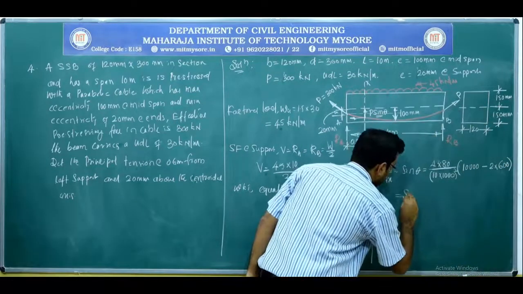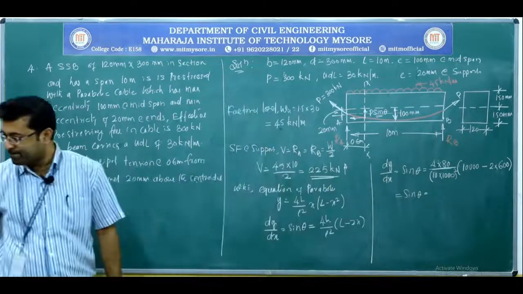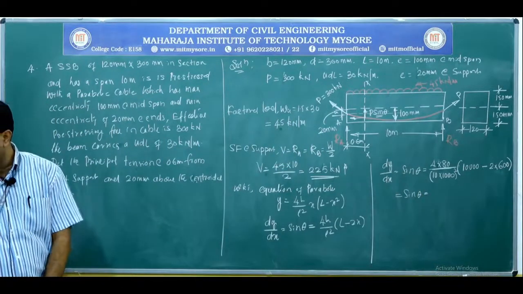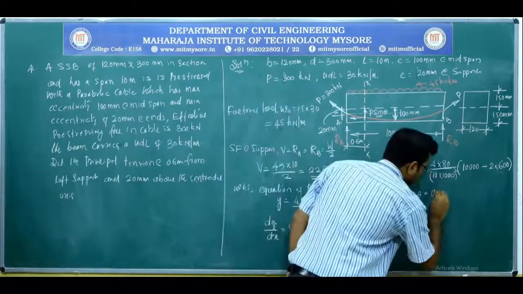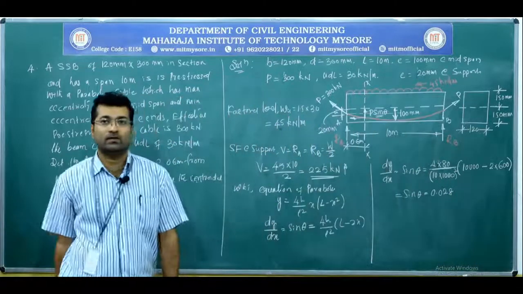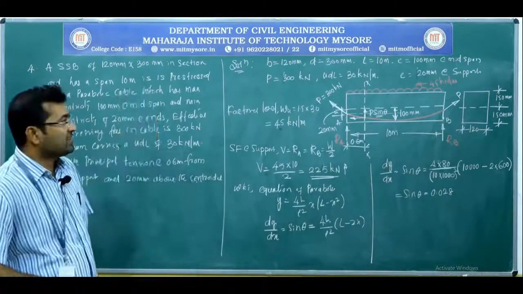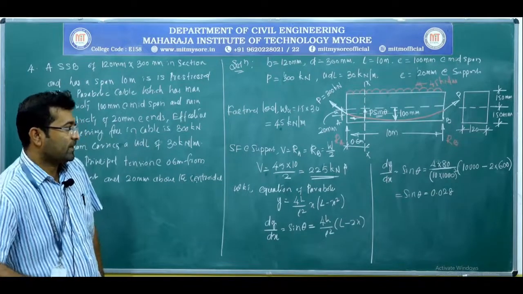So if I calculate this, I will get sin theta as 0.028. So that is the slope of the cable at 0.6 meter from the left support. Okay.